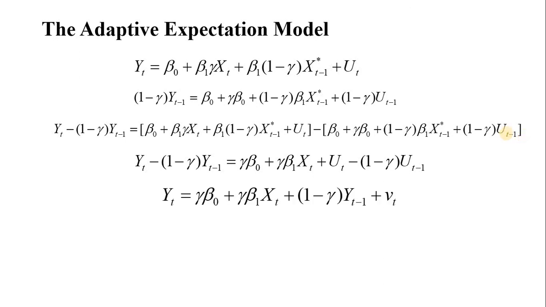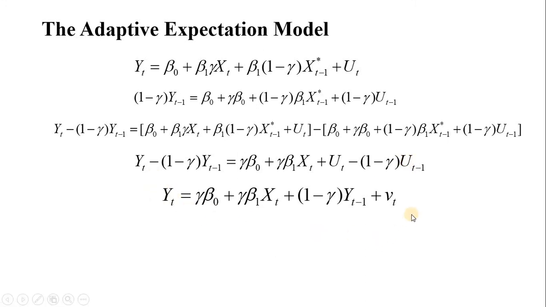Okay, now this is yt minus 1 minus gamma yt minus 1. You bring this term into the right hand side. So what will happen? Yt is equal to gamma beta 0 plus gamma beta 1 xt plus, this is negative, will become plus 1 minus gamma yt minus 1 plus vt. Vt means nothing but this total error terms.